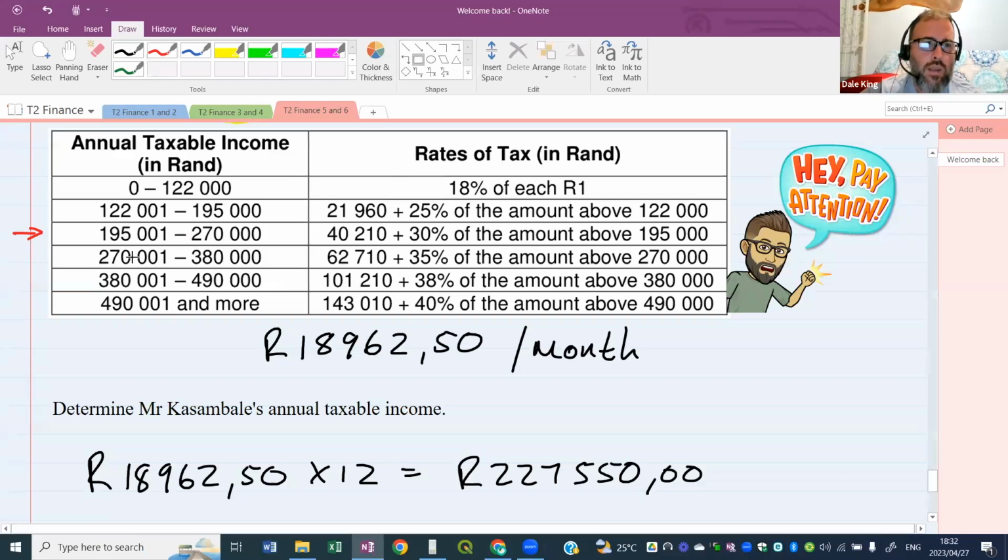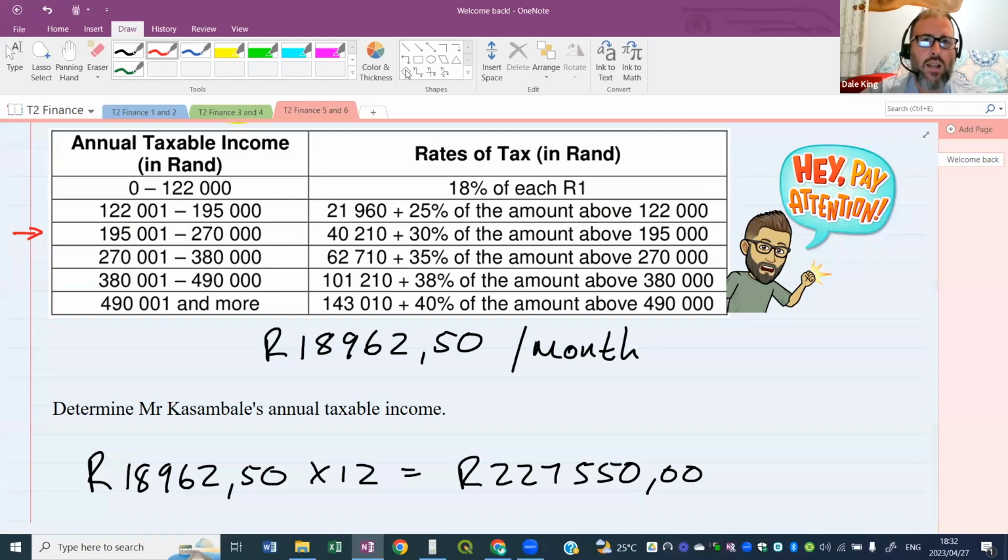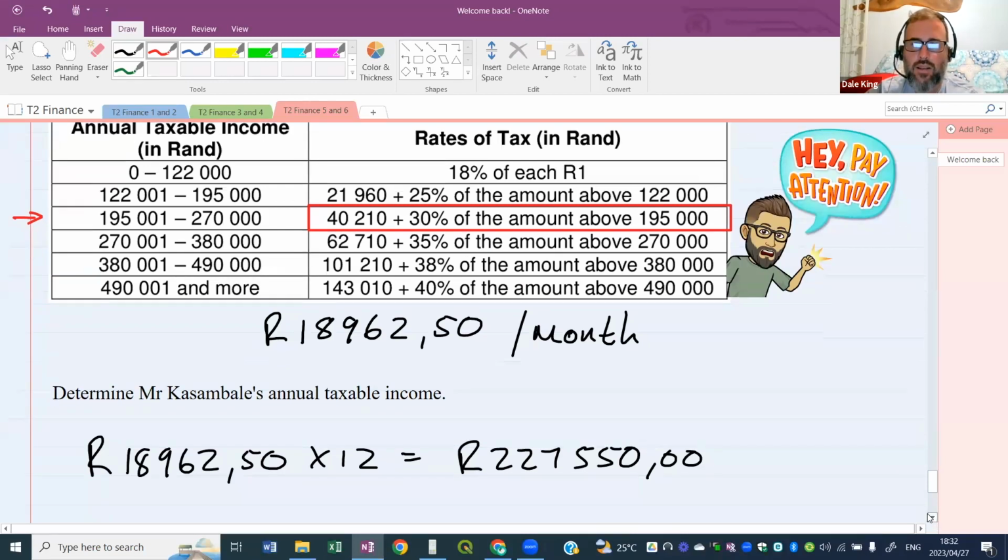So we will now only be looking at this part of the tax table. We can ignore the rest. You use the annual taxable income in that interval, and you see he fits in this interval, so we're going to use this row of the tax table. Now we don't have to worry about anything else. Based on his income, it puts him in the third interval of this table. Now let's look at the next question.